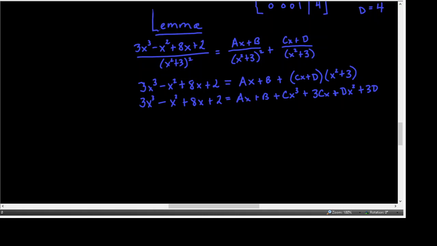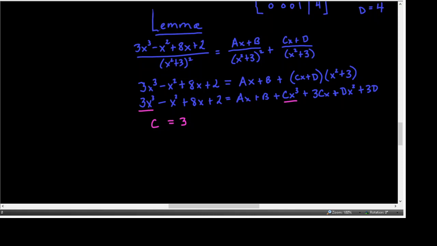So let's look for the cubes on x. We have c, and that's it. That has to equal the coefficient of x cubed on the left side. So c is 3. Well, that's kind of nice and fast.